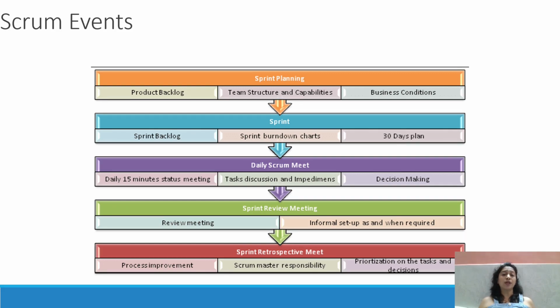This is the Scrum Master's responsibility. Sometimes the product owner does not get involved, and just the development team discusses what went well and what we can do in future, prioritizes the tasks, and makes decisions, so that the process gets improved. We are going to discuss in depth in the next videos.